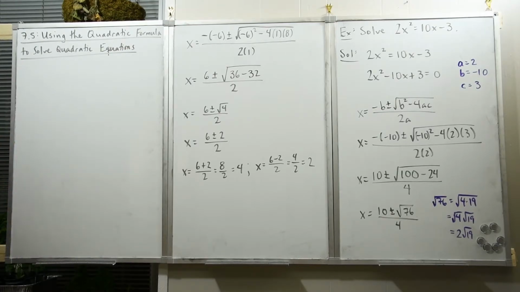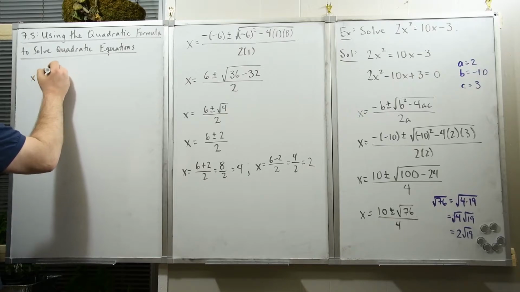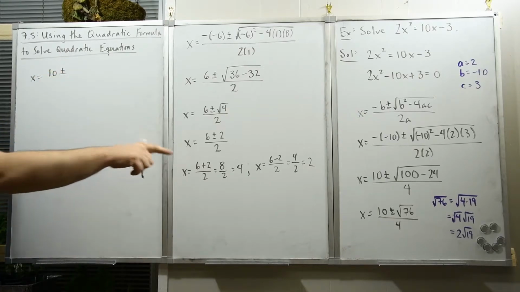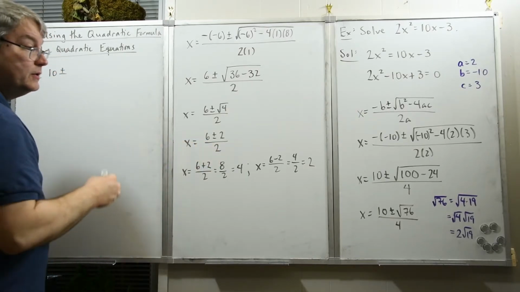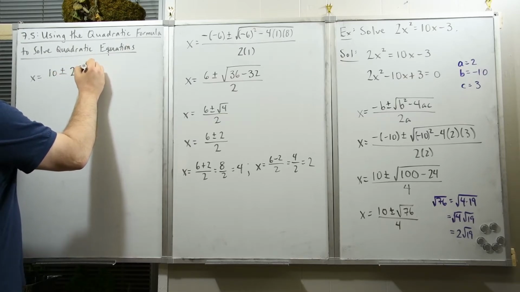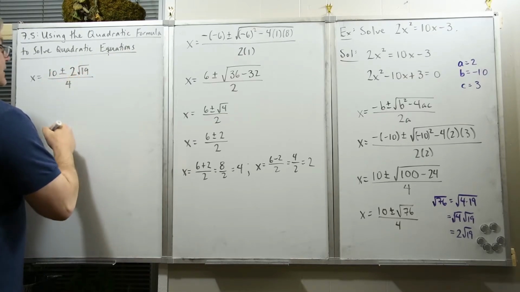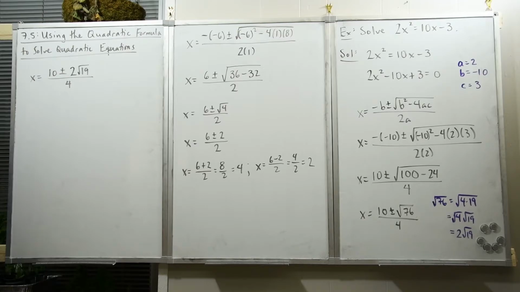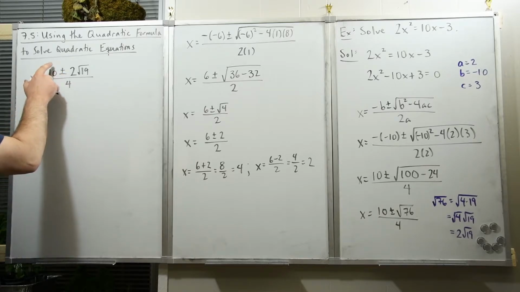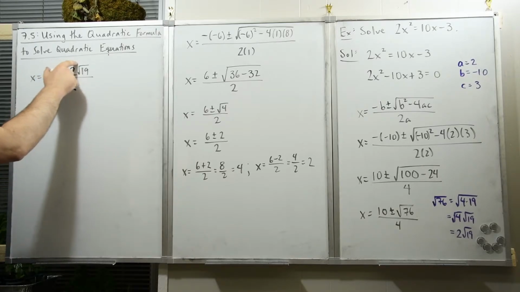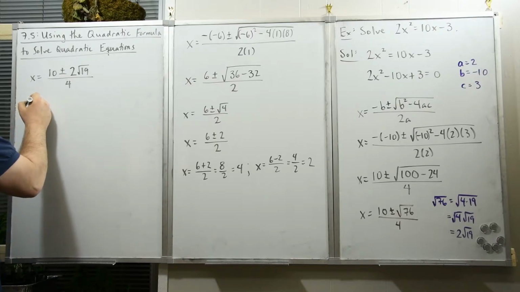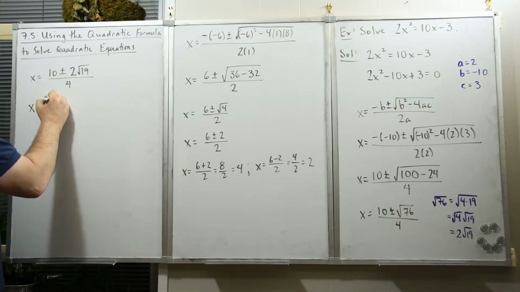Now, that means x is the same thing as 10 plus or minus, and once again, square root of 76 is 2 times square root of 19. So we have x is 10 plus or minus 2 times the square root of 19 divided by 4. Now if you notice, 2 is going to divide evenly into both of these pieces. So we can factor a 2 out.